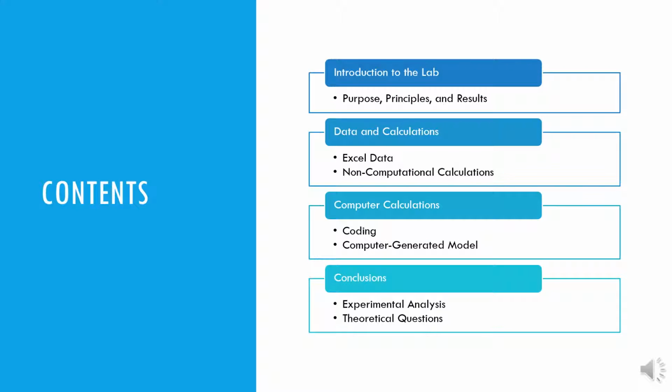This lab report contains 4 major sections: the introduction to the lab, the data and calculations, the computer calculations, and the conclusions. First, in the introduction, I will outline the purpose, results, and physics principles relative to this lab. Second, in the data and calculation section, I will go over my collected data and observations and go through my calculation of the value of mu. Third, in the computer calculation section, I will explain my code and generated model and how they relate to this experiment. Finally, in the conclusion section, I will analyze my results and answer some theoretical questions about the lab.